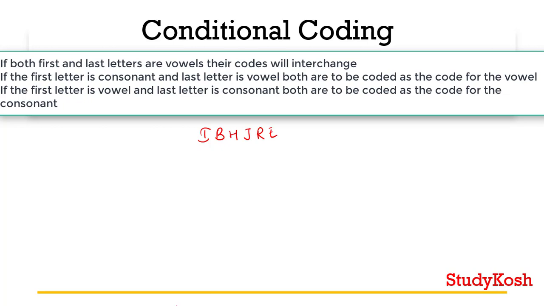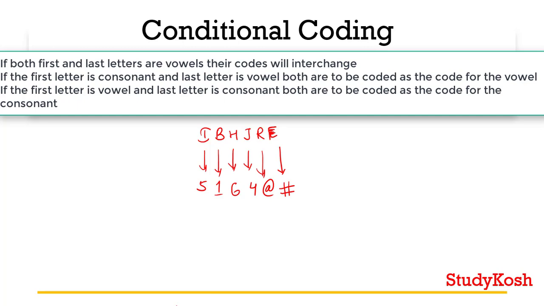Let's find out the code. For I, the code is 5, right? You need to check here. For B, the code is 1. For H, the code is 6. For J, the code is 4. For R, the code is @, and for E, the code is hash. This is the code, but we have been given some conditions, so you need to apply those conditions.